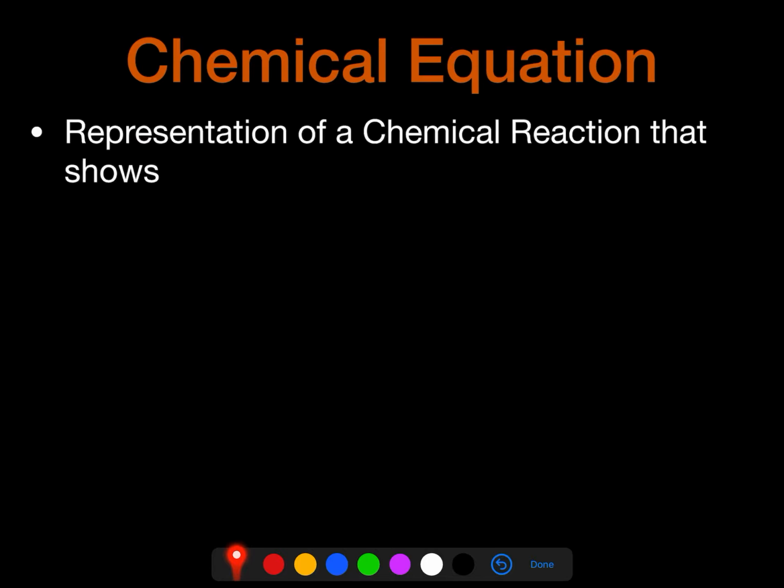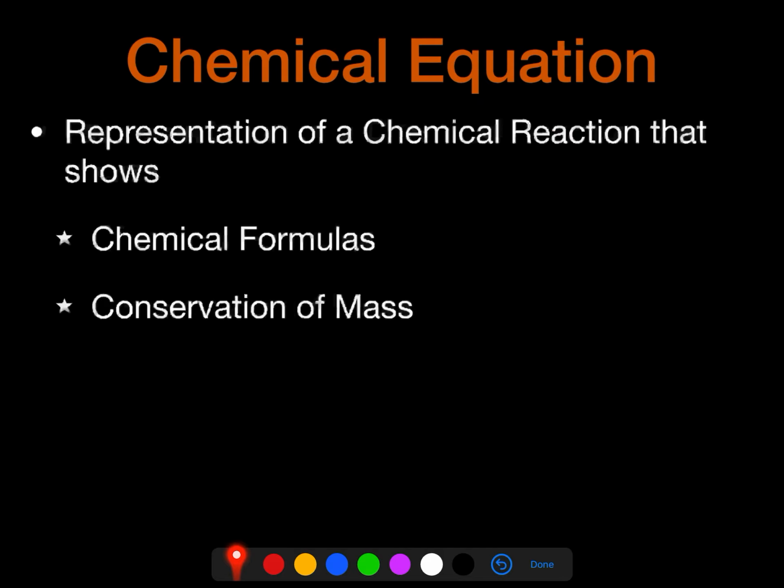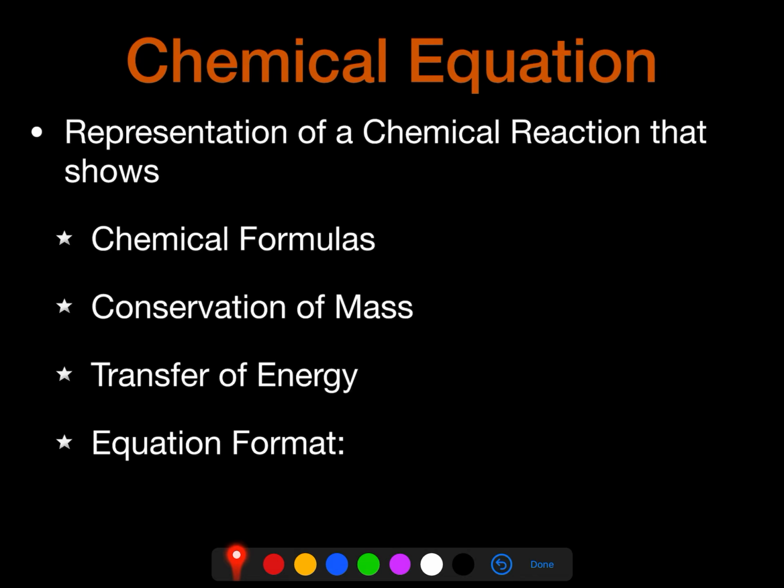So we have these chemical equations and they're a representation of what's going on in the reaction. They show chemical formulas and the different things that are happening there, conservation of mass or matter, transfer of energy, and then they have this specific format. And so when we have these equations, we know that we always start with our reactants. Think of this as the before, on the left-hand side, and then on the right-hand side, the new thing that we have, or the after, are going to be the products.